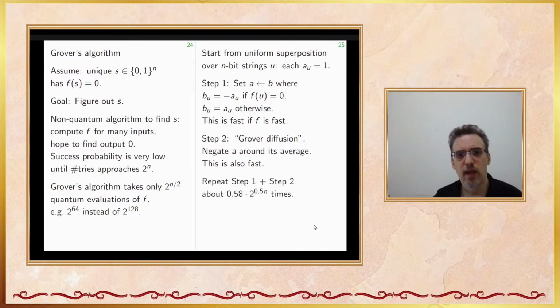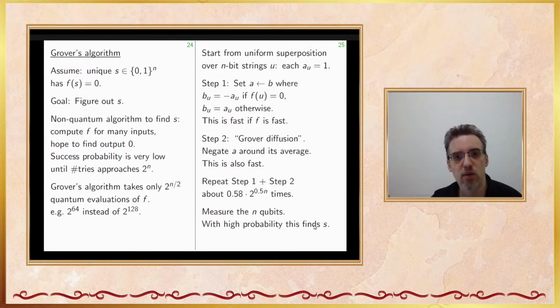And that's, again, something that you can do by combining operations that we've seen before. Okay. And then Grover just repeats these steps. So it's repeat step 1, step 2, step 1, step 2, step 1, step 2, and do that about 58% of the number of times I was saying a moment ago. So instead of 2 to the n over 2, it's 0.58 times 2 to the 0.5 n times. So it's even a little faster than 2 to the n over 2. And then you measure. And the n qubits that you have for your u, those are very likely going to be S, the secret.